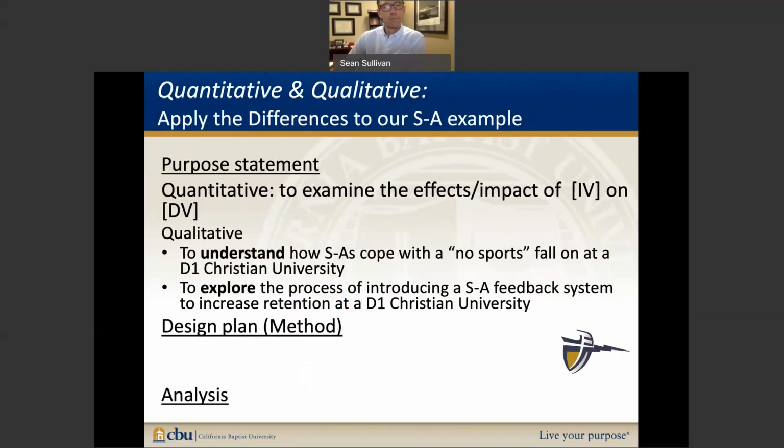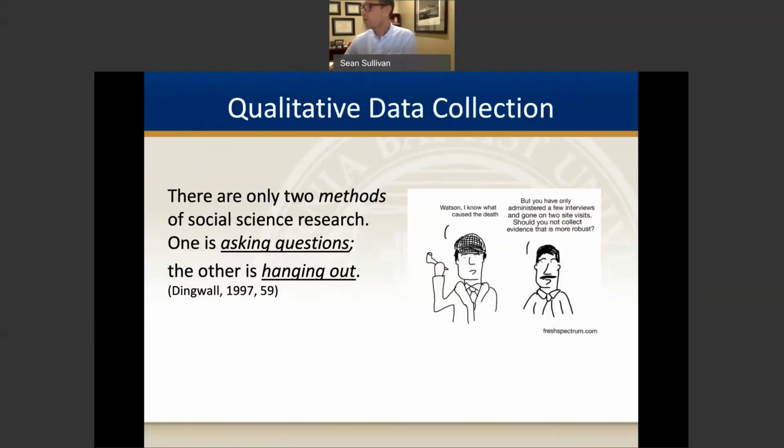Okay, so there are two ways to collect data in a qualitative study. The first is asking questions. This is called an in-depth interview, where you sit down with the person and ask specific questions. It can be scripted questions, or semi-scripted, or completely conversational. It's your choice depending on the variables and the process that you want to know about.